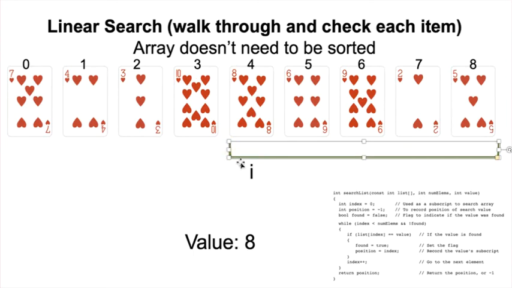Okay, now we're in the fifth iteration of our loop. We ask, is the value at I, which is 8, equal to the target value we're searching for, which is also 8? Yes, it is. So we have a match, right? We found the value we're looking for. So what we do is we make a note of the position at which we found it, which is I. We stop searching and we return that position I, which is 4.